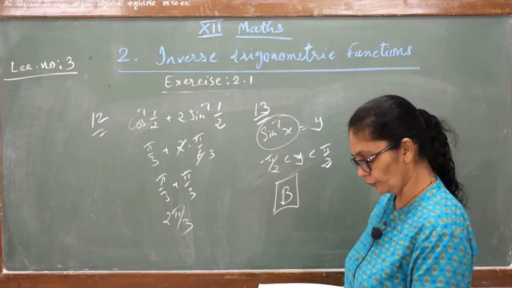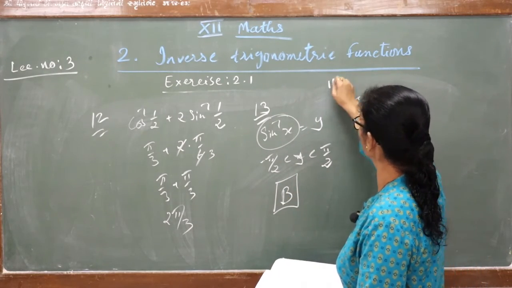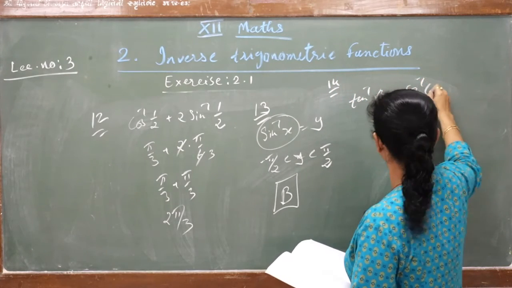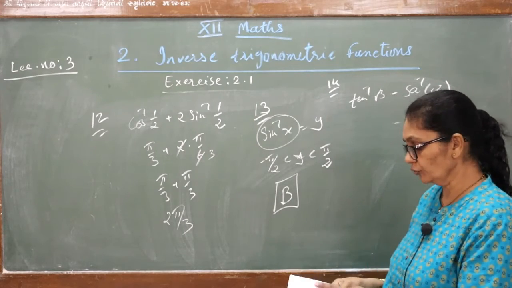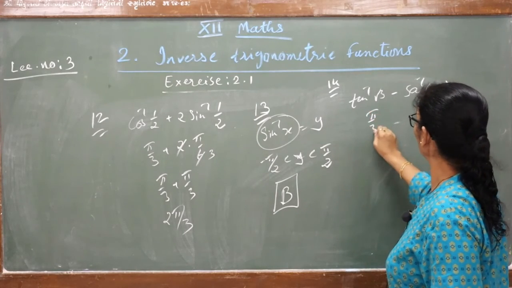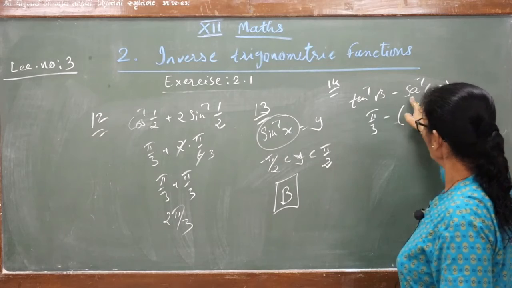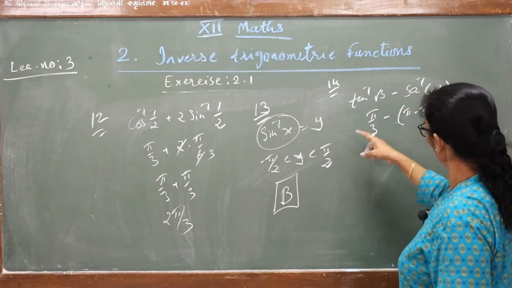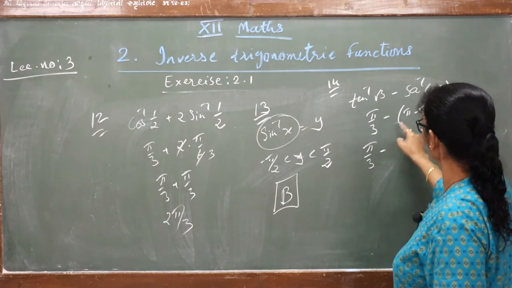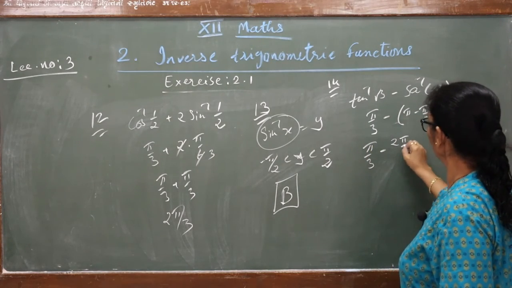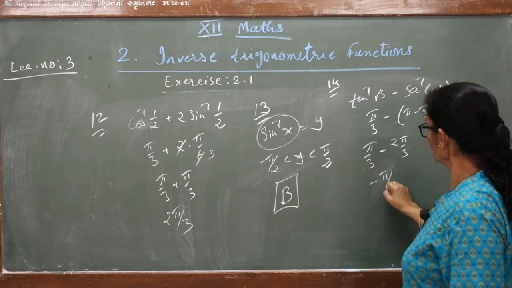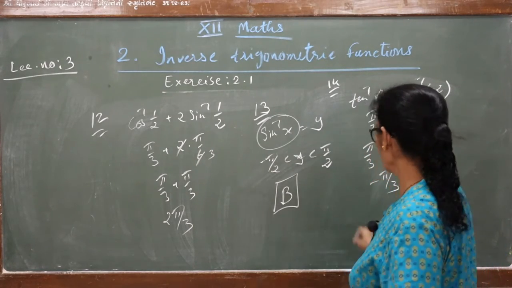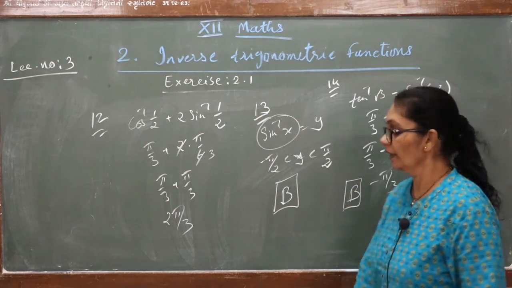And last question, 14. In 14th, tan inverse root 3 minus sec inverse minus 2. Okay, tan inverse root 3 is at what? Pi by 3, and sec inverse minus 2: sec means we have to consider the second quadrant, pi minus pi by 3. Okay, let's open this bracket. So pi by 3 minus 2 pi by 3. From pi by 3, if you subtract 2 pi by 3, then your answer is minus pi by 3. And minus pi by 3 will be your option number B.